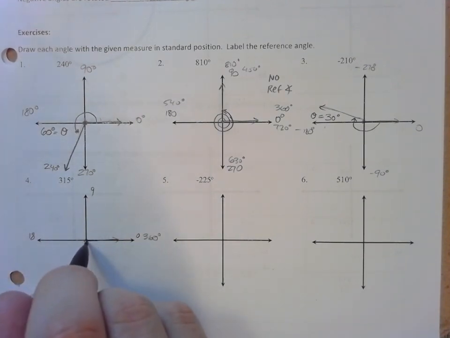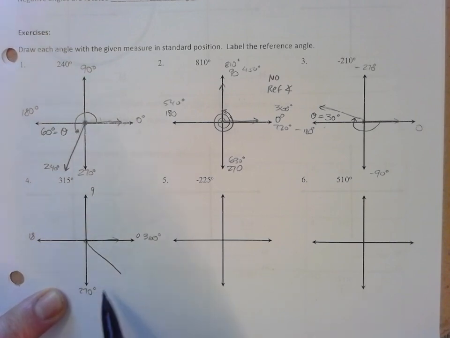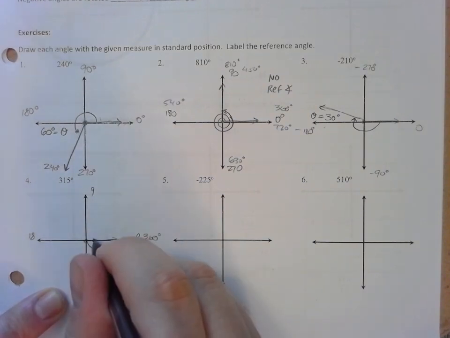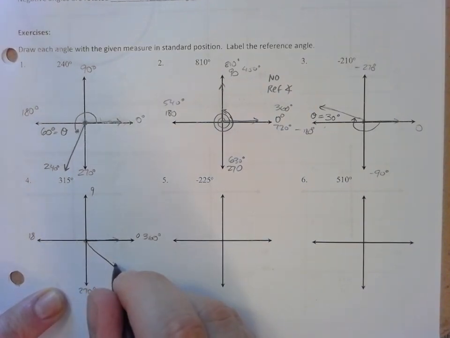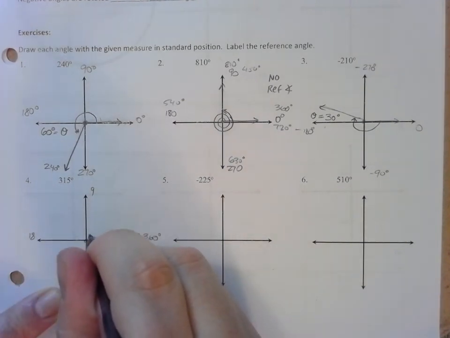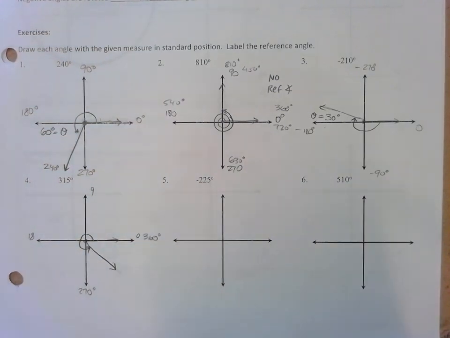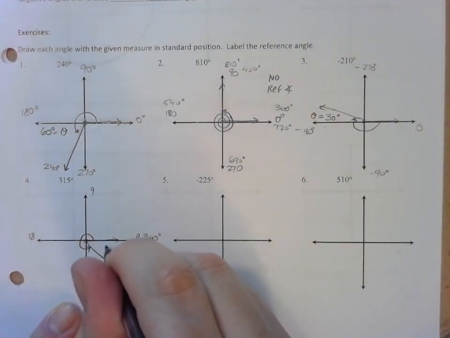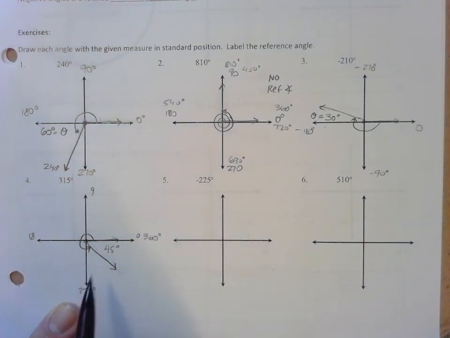315 is exactly in between 270 and 360. So this is the initial side. Here's the terminal side of this angle. I'm going to rotate it in the positive direction, so that is counterclockwise, and it ends up here. The reference angle is formed by the x-axis and the terminal side of the angle. Here's our reference angle, which is 45 degrees.